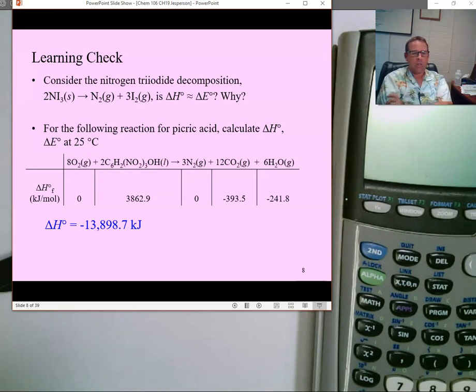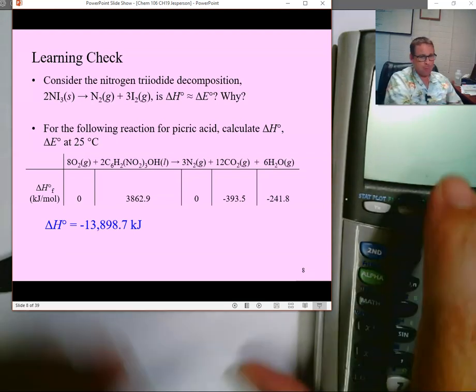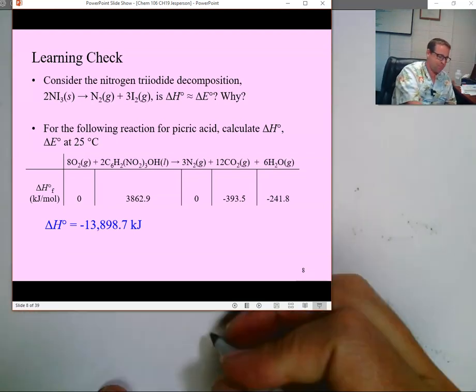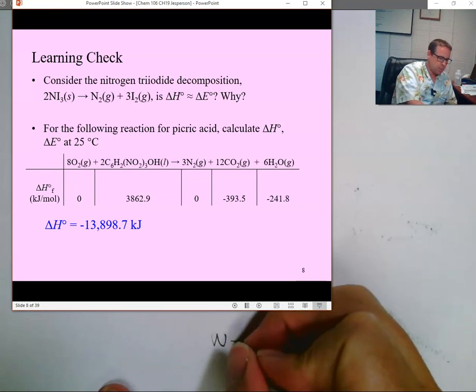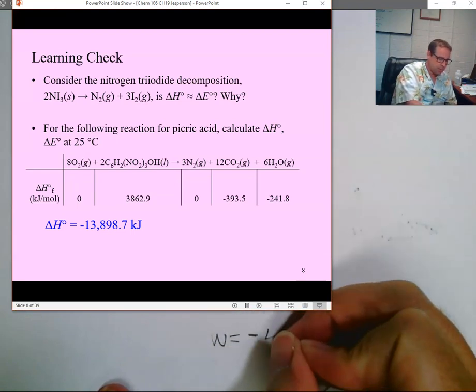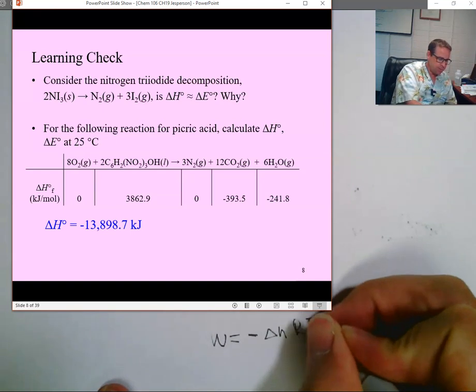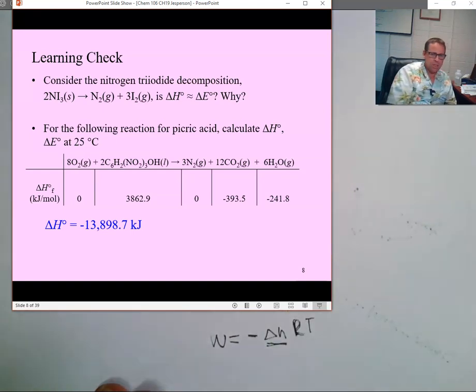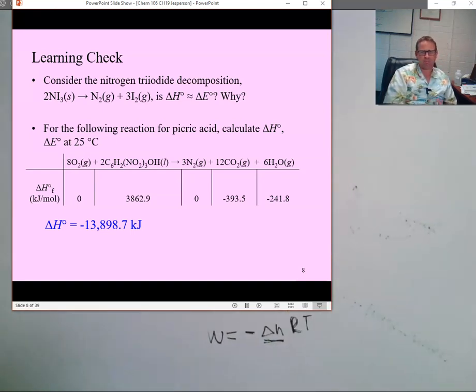Okay. So, what is our change in moles? What does that mean when we write work energy is equal to negative delta nRT? Where do we get our change in moles? What does that mean? The moles of the reactants, the moles of the products, in gaseous form, right? All right. So what does it look like?